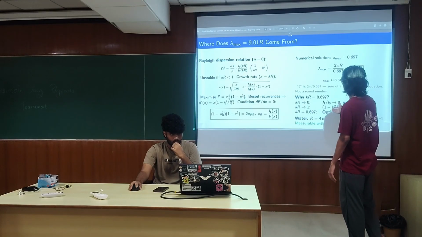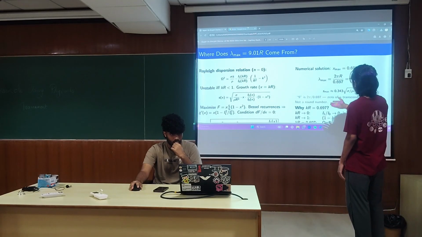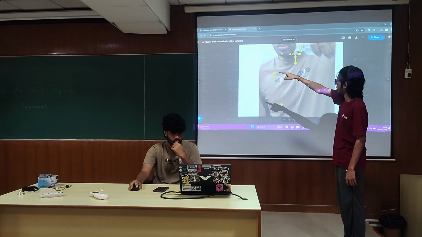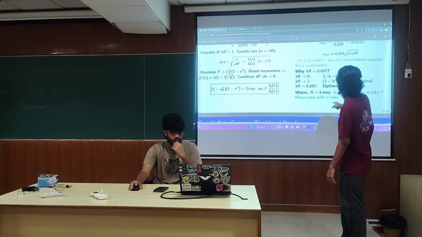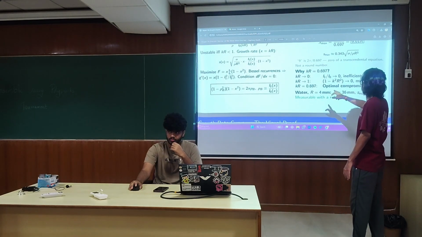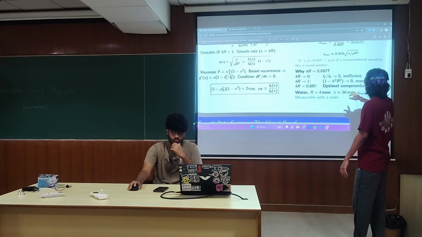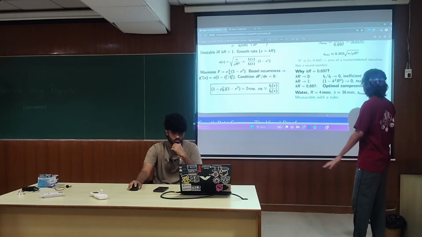Right, now this is an experiment that we have actually done. This is the condition that we have taken: the jet radius of 4 mm, and the lambda comes out to be 36 mm with calculation.